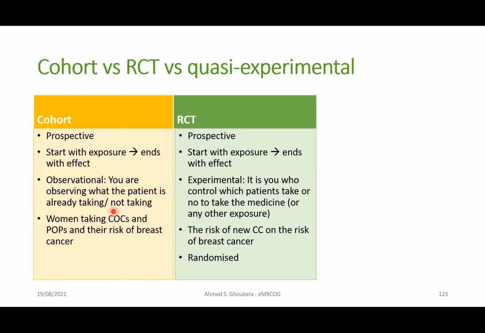It wasn't me. For the RCTs, I'm interested in doing that. I'm in control. I will collect 1,000 ladies who are not taking anything at all. They're not on COC, they're not on POBs. And we'll start fresh from here. Do randomization, do the blinding. You ladies, this group will take COCs. This group will take POBs, for example. Follow up in time and see which one will get breast cancer, for example.